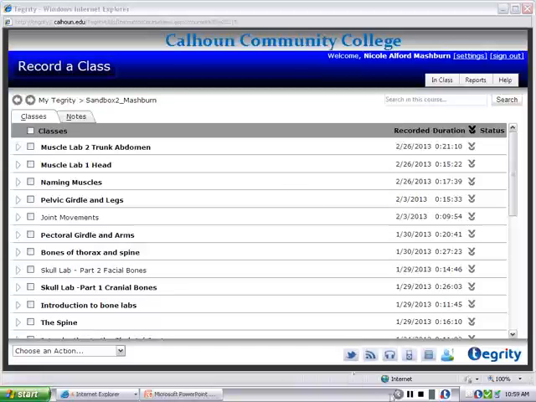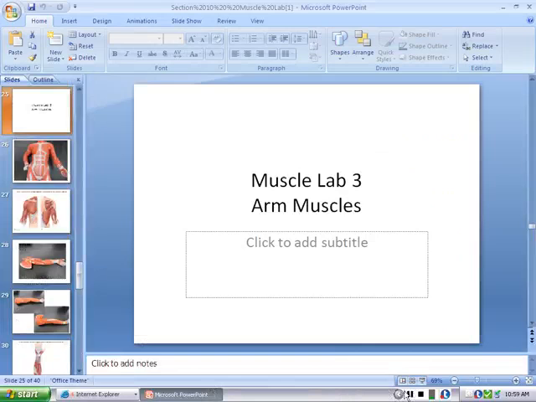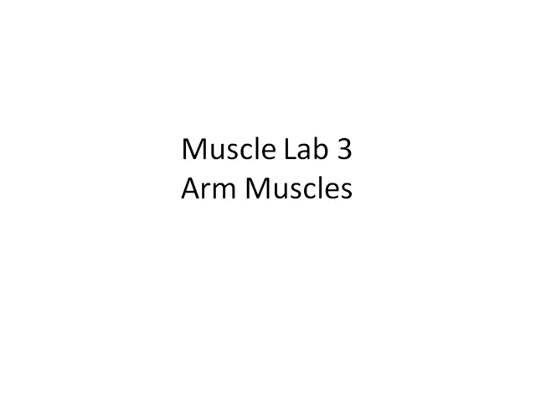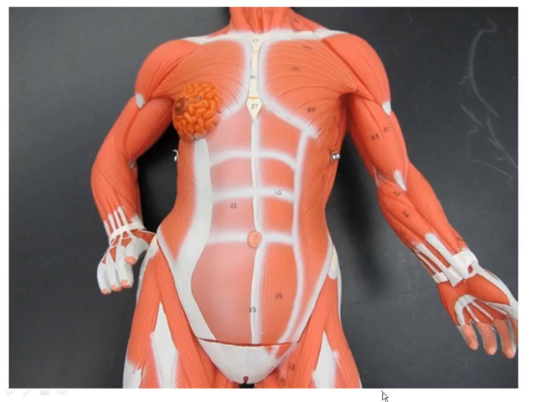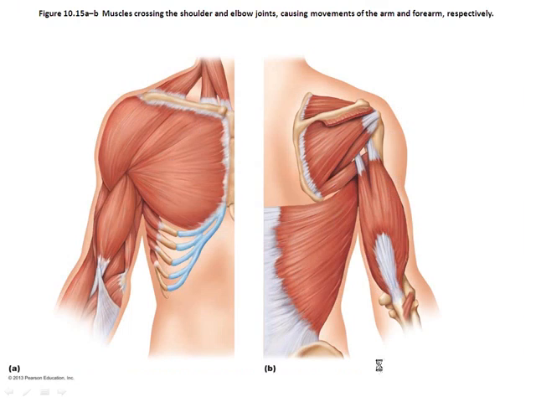Mashburn here again, and today we're going to talk about the muscle lab of the arms. Let me get started. We only have 2 more labs to do. We get the arms, and then we're going to do the legs.